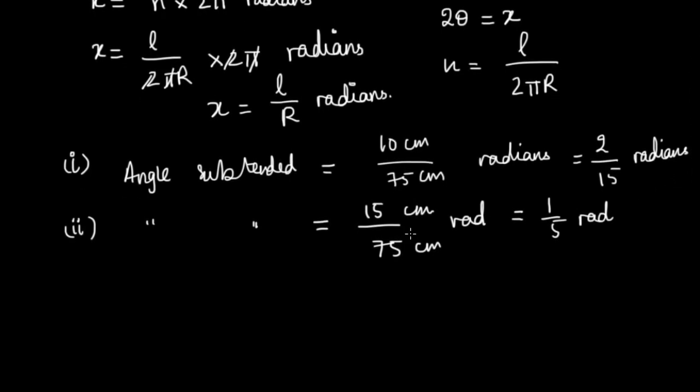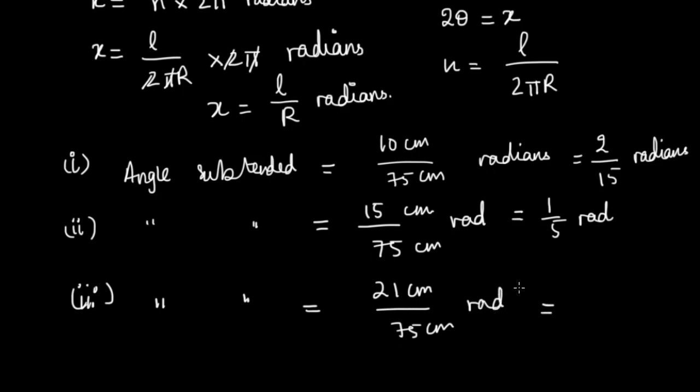And finally, for the third one, we have 21 centimeters, so the angle subtended would be 21 centimeters divided by 75 centimeters, and it's an angle, so the unit would be radian. Then we can cancel by 3, so this is 7 by 25 radians, and that's our answer.